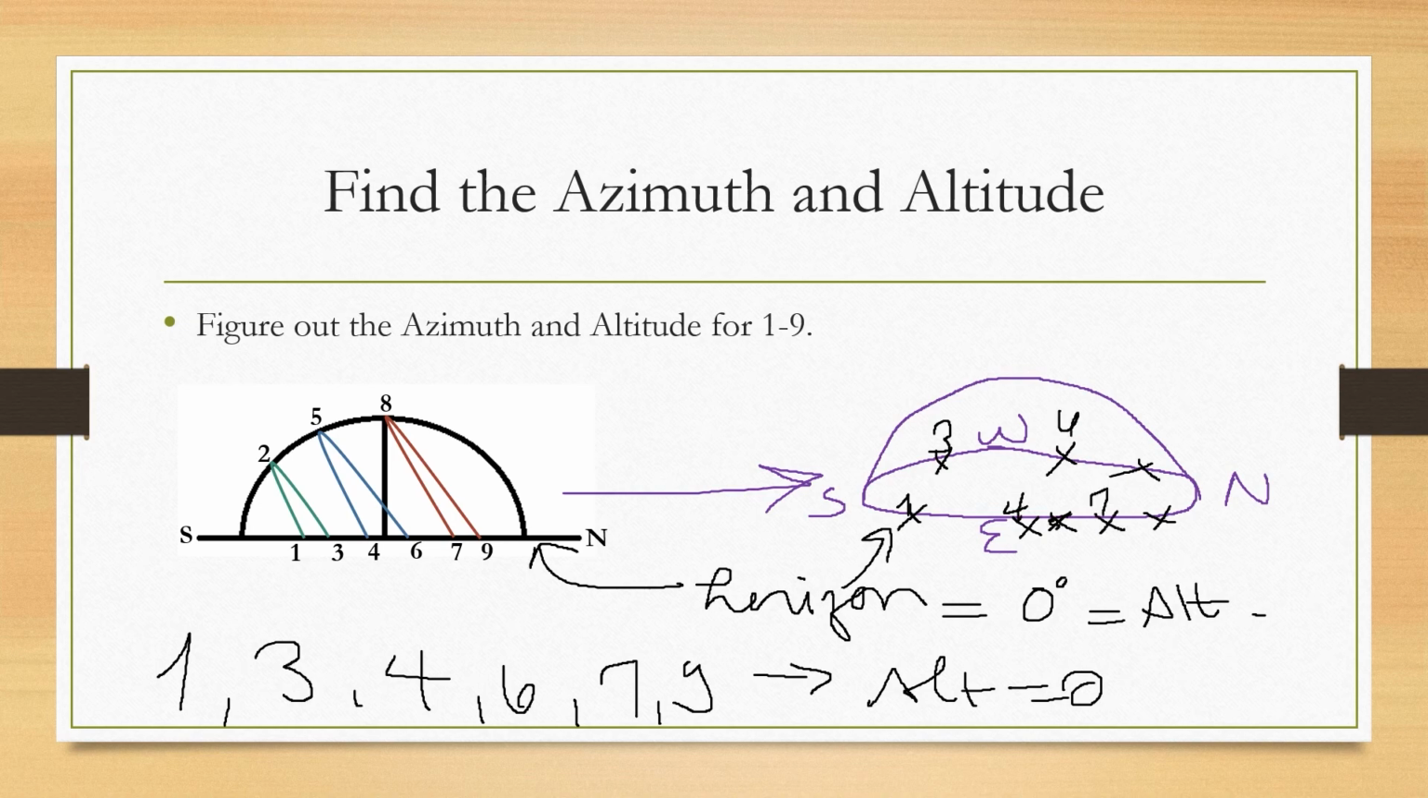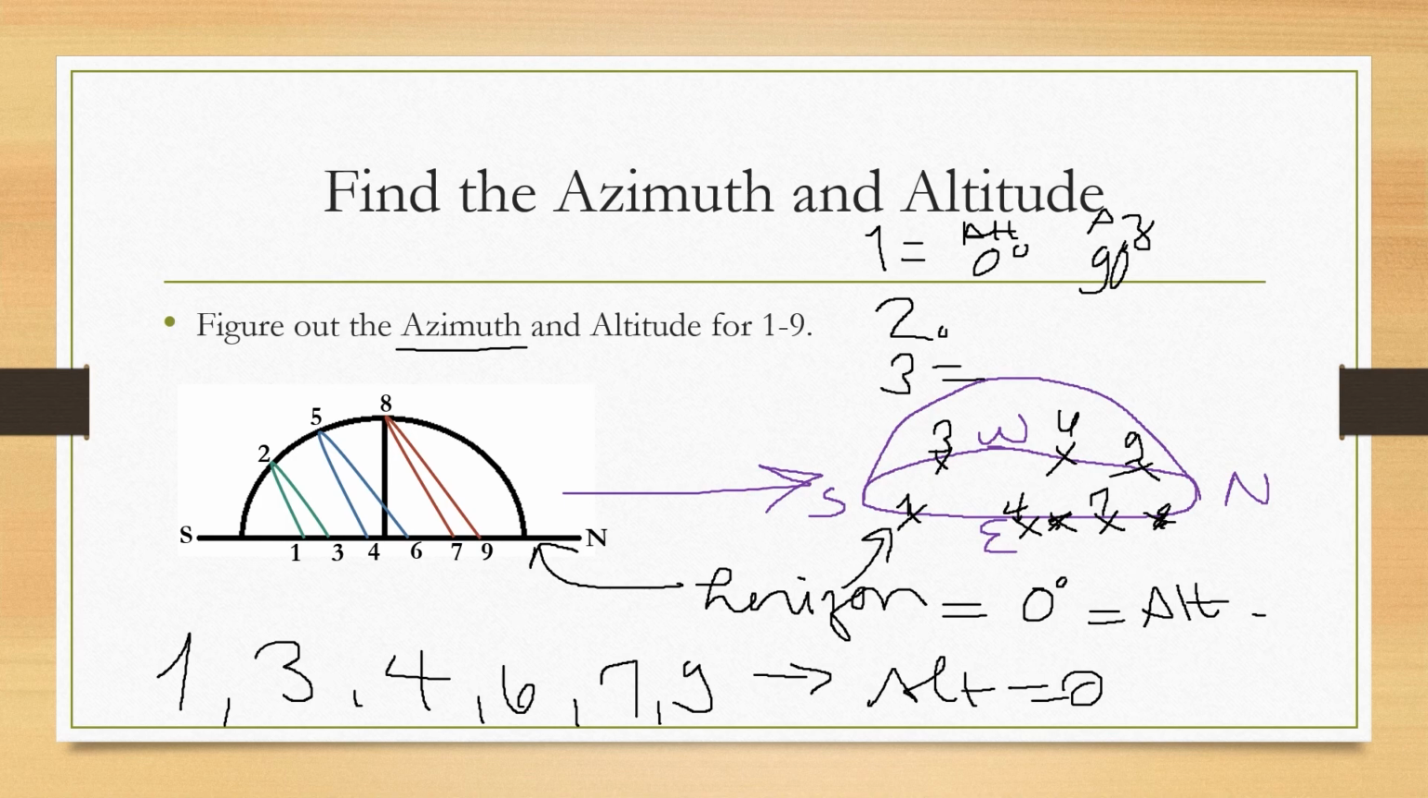7 and 9. So that means our azimuth is going to be the following. Number 1, altitude, azimuth. Okay, altitude, 0. Azimuth, east. East is 90 degrees, but we are essentially east, so 90 degrees for now. Number 2, we'll get to.